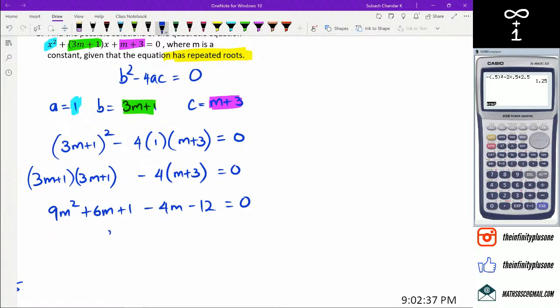Simplifying this, we get 9m squared plus 2m minus 11 equals 0. Now, at this point, I am absolutely lazy when it comes to quadratic equations, especially when we can use the graphics calculator. So I'm going to go into my polynomial 2 degrees. I've got 9, 2, and minus 11. And there are my two answers. So I can say that m is equal to 1.